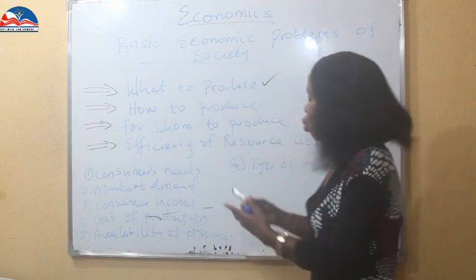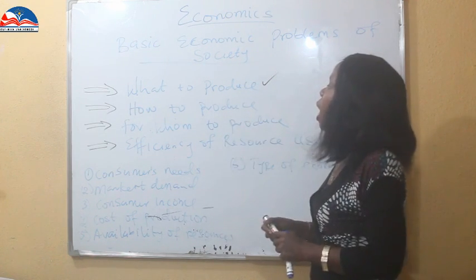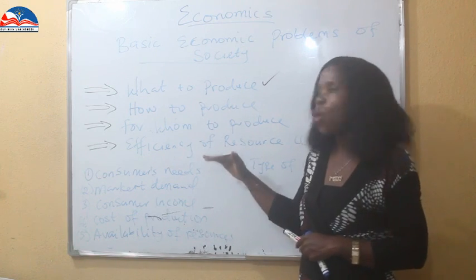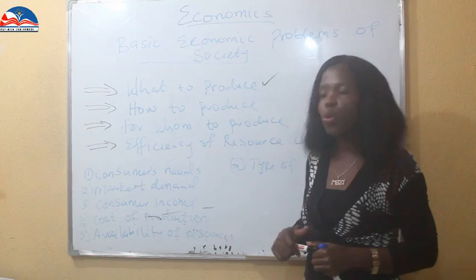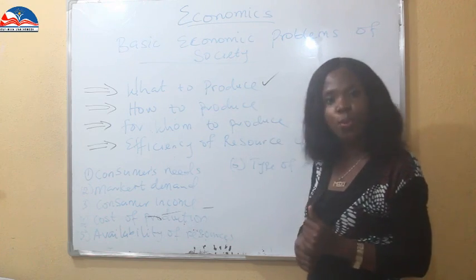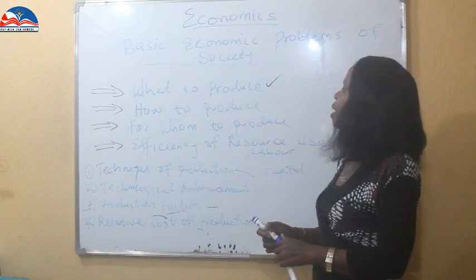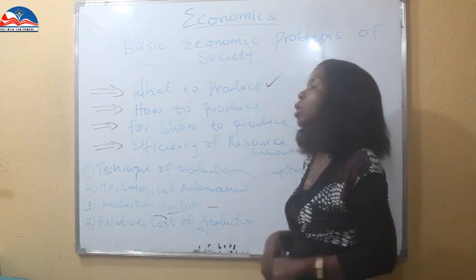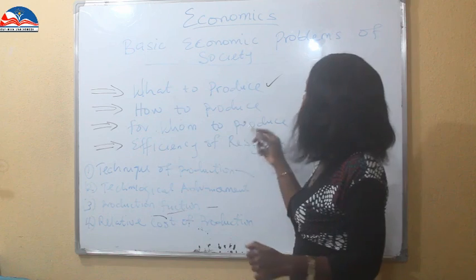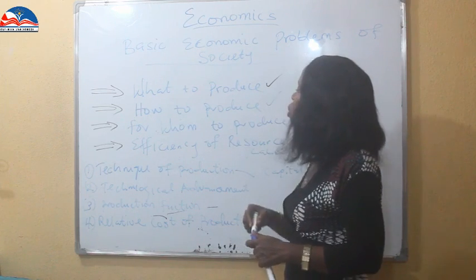Now, we are going to go to our second objective, which is how to produce. We have seen what to produce, how you have to evaluate matters to know what to produce. Now, the next one is how to produce. Okay. Now, we have established what to produce by considering those other factors. The next problem that faces us is how to produce.